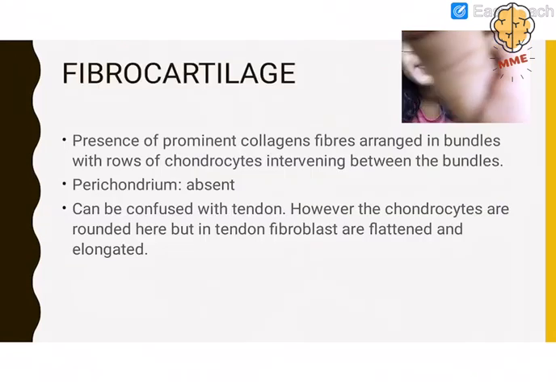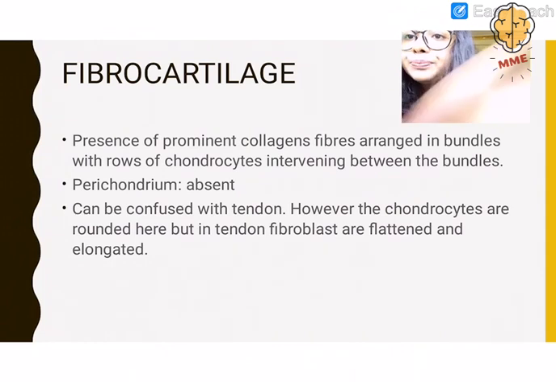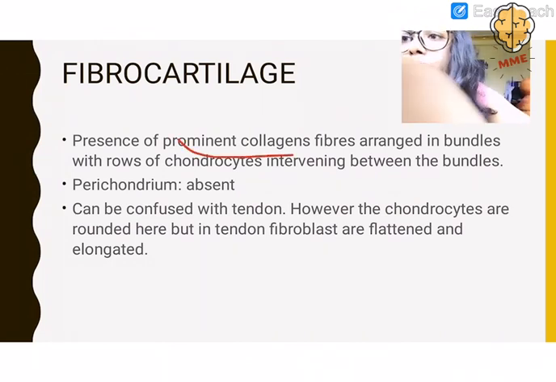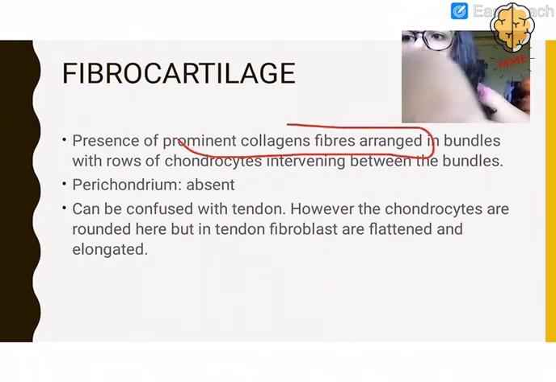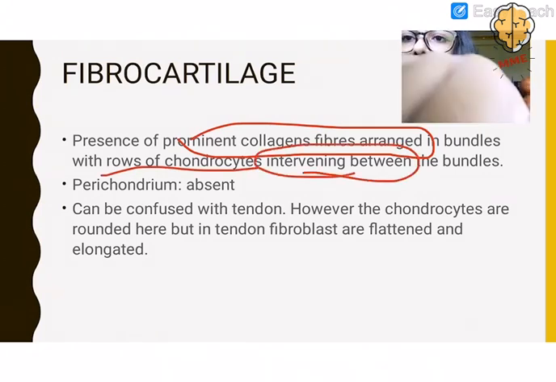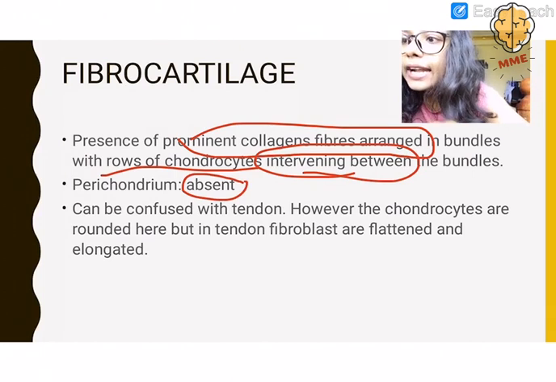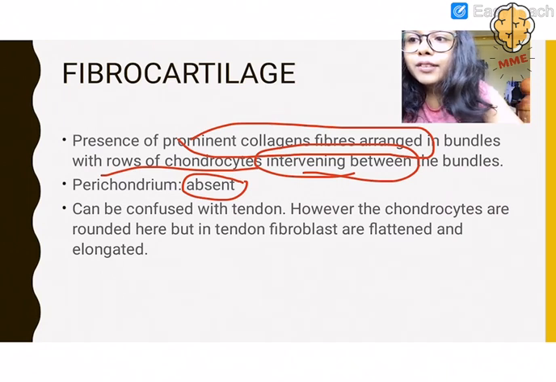Now coming to the fibrocartilage, this is the third type of cartilage in our body. And here there are prominent collagen fibers arranged in bundles with rows of chondrocytes intervening between them. Here the perichondrium will be absent, and it is actually confused with a tendon, because the chondrocytes are rounded here, but the tendon fibroblasts are flattened and elongated.